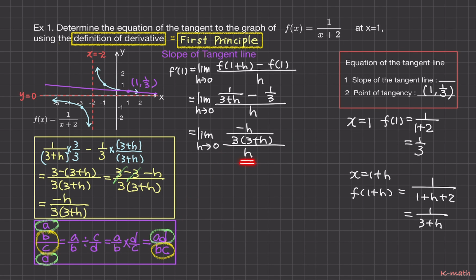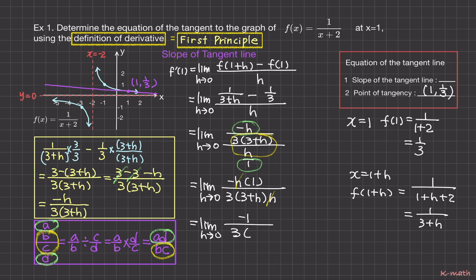The denominator h is actually h over 1. So the expression becomes the limit as h approaches 0. Multiply the very top and the very bottom, minus h times 1, over, multiply the middle two, 3 times (3 plus h) and also times h. Now we have h on the top and bottom, so we cancel them out. Then the expression becomes the limit as h approaches 0 of minus 1 over 3 times (3 plus h).